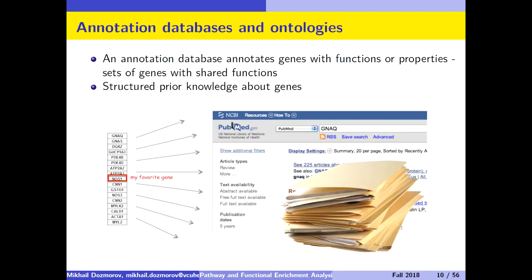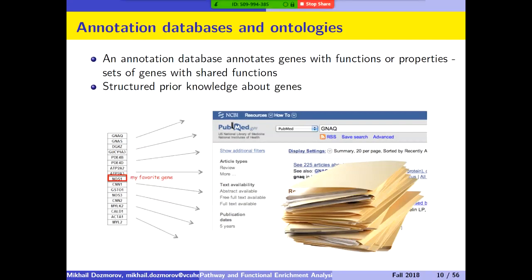Those gene sets are organized in certain annotation databases and ontologies. Annotation databases contain sets of genes that share particular functions, and it's a structured prior knowledge about genes.